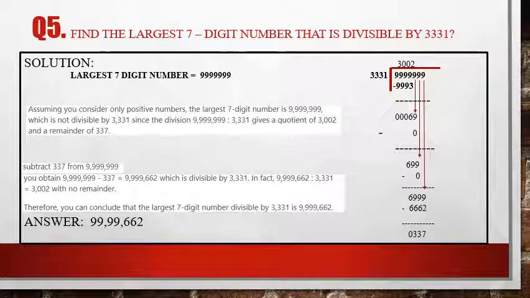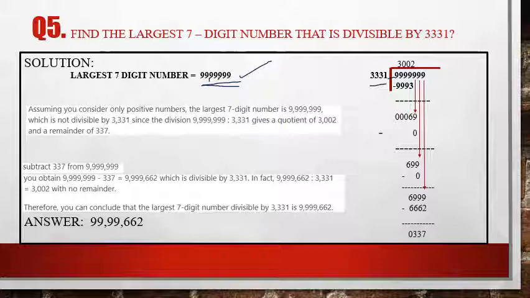Find the largest 7-digit number that is divisible by 3,331. Students, you know very well the largest 7-digit number is 99,99,999. This is the largest 7-digit number, with 7 digits. Now we have to divide it by 3,331. In the question we have to find the largest 7-digit number which is exactly divisible, meaning without leaving any remainder, by 3,331. So we will divide it first, and if the remainder comes 0, that means the number is divisible.